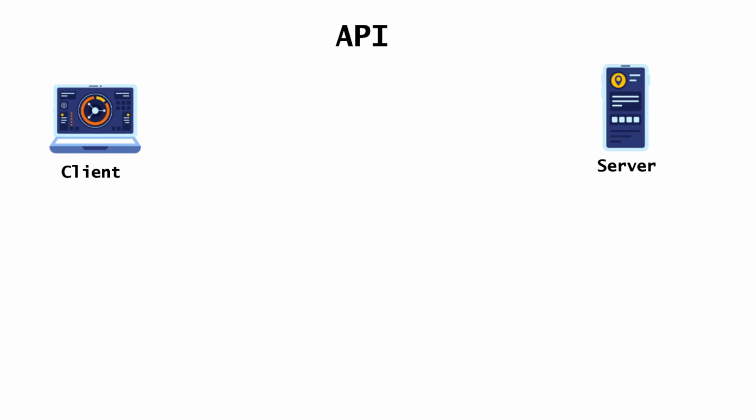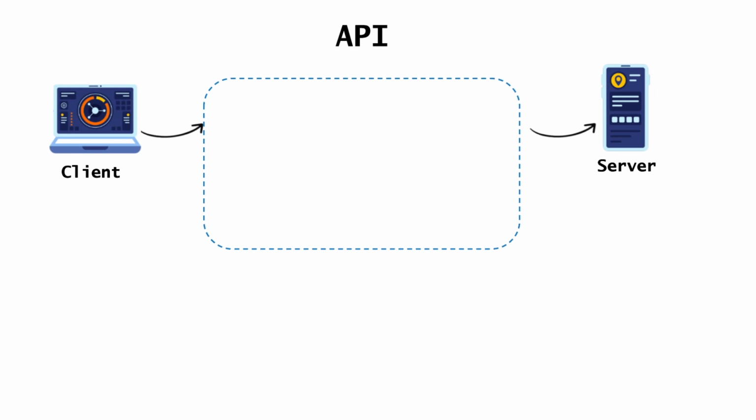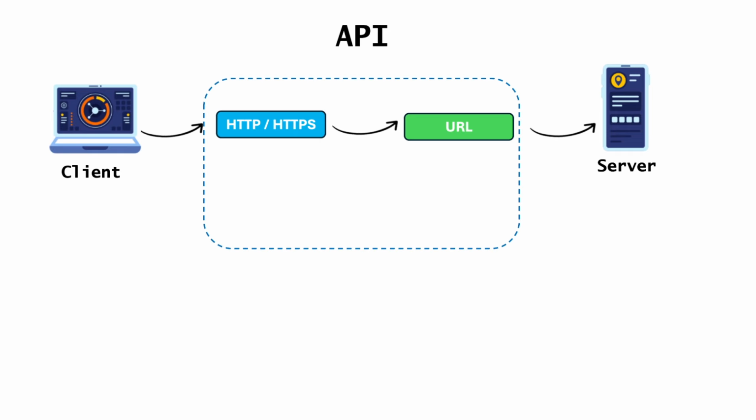Now, let's talk about one of the most important pieces of modern system design, the API. Think of an API as a middleman, a bridge between the client and the server. When your application wants to access data, update a record, or delete something from the database, it doesn't talk to the database directly. Instead, it goes through the API.